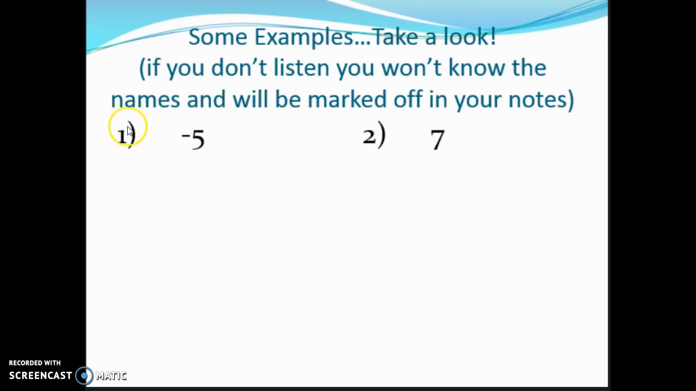So here we have just a number. There's no variable, so this is called a constant, and it's only one term, so it's a monomial, okay? Now here, this is just a number as well. The negative and positive don't change anything. This is just a number with one term, one piece, so it's called a constant monomial also.